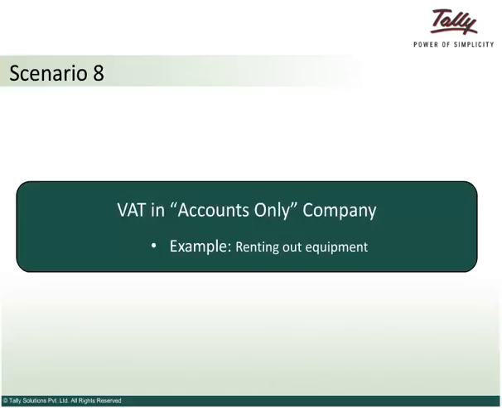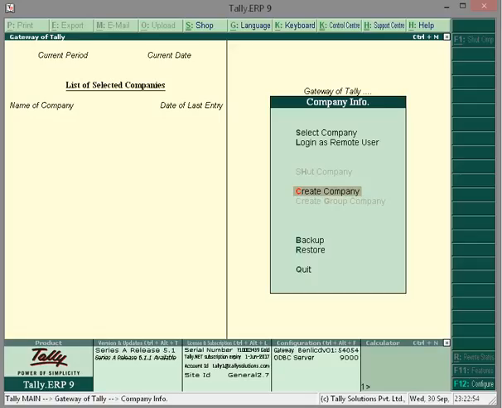A very common requirement exists in the equipment renting business. For example, dealers of generator sets often give generators on rent. Under VAT laws, this renting out attracts VAT, and therefore, the dealer must charge VAT on his invoice. Let's see this in action. Let's create a new company.